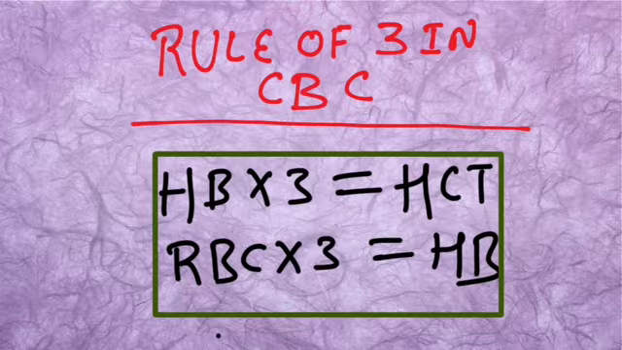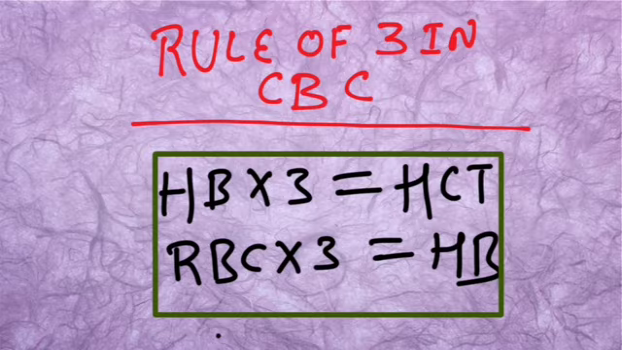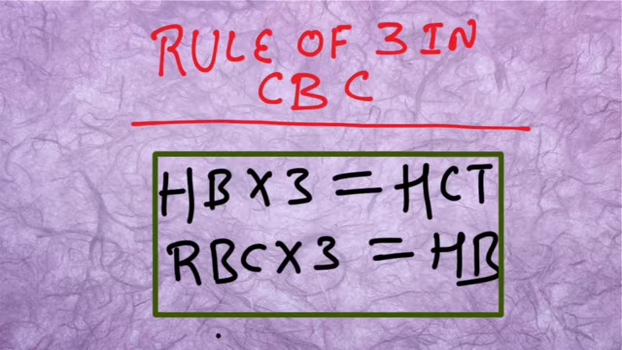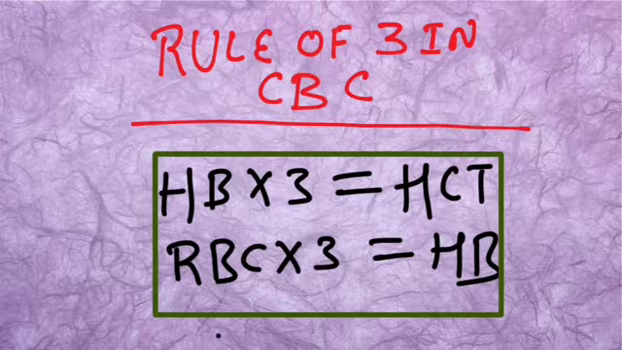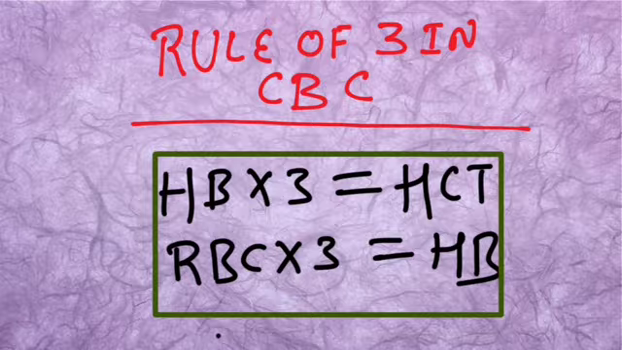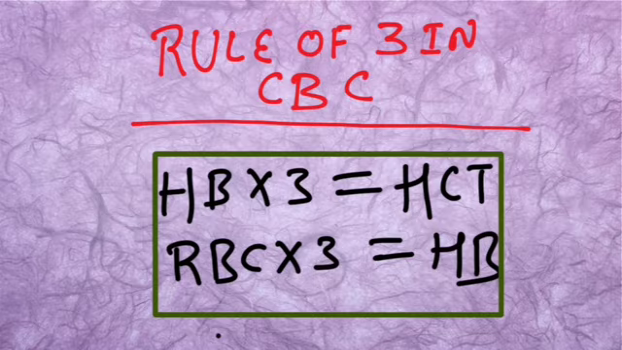Today I will be discussing the rule of 3 in CBC. CBC is one of the most common blood investigations done on an OPD as well as IPD basis. So we clinicians must know in and out about CBC. CBC is not just HB, total count, and platelet count. We need to know the indices and all other parameters of the CBC. In a CBC report, every parameter has a meaning. So whenever you are reading a CBC report, read all the parameters and interpret the same.